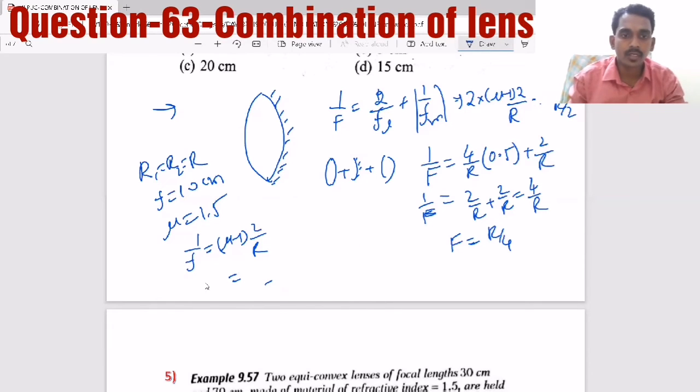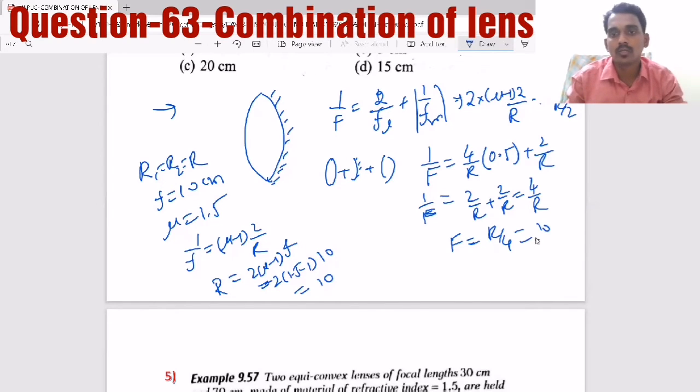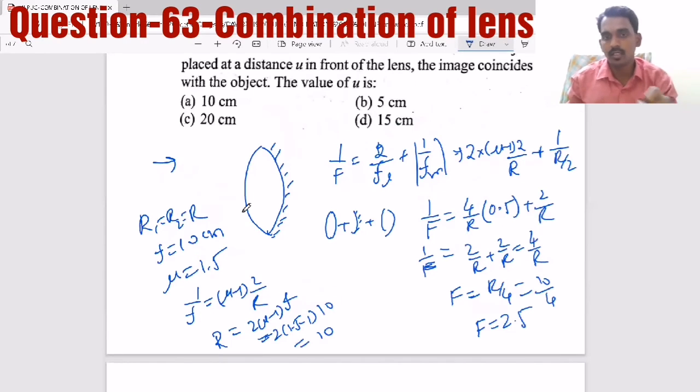See here, we have to find the radius of curvature, that is 2 into (mu minus 1) into f. So 2 into (1.5 minus 1) into focal length 10. So it will become 10. Radius of curvature is 10. So 10 by 4, what is the effective focal length going to be? 2.5. Now it will behave like a concave mirror because it is reflecting back.